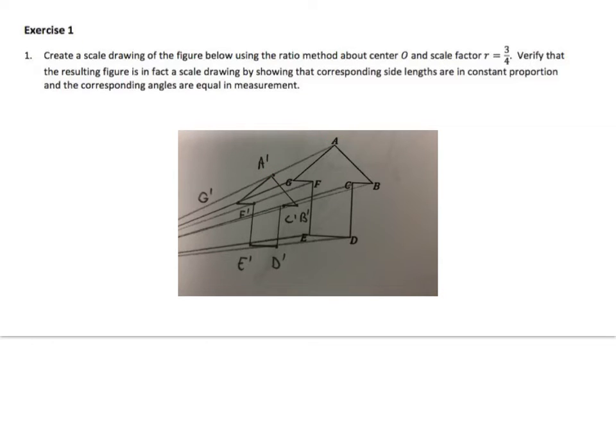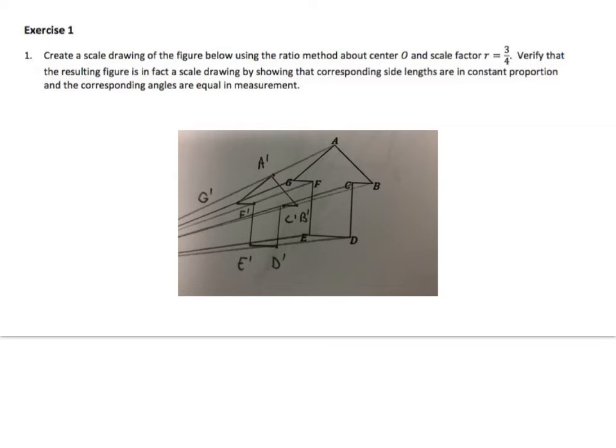Okay, so here's an exercise, same type of problem. Create a scaled drawing of the figure below using the ratio method about center O and scale factor of 3/4. So we're still getting smaller, just not quite as small. Verify the resulting figure is in fact a scale drawing by showing that corresponding side lengths are in constant proportion and corresponding angles are in equal measurement. So I drew rays. I took my straight edge, measured from O to A, and then multiplied by 3/4 and got my new A. Did that for each of the points, and then I was able to connect the dots.